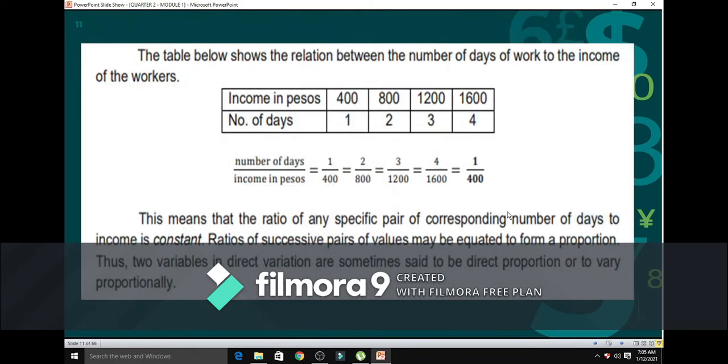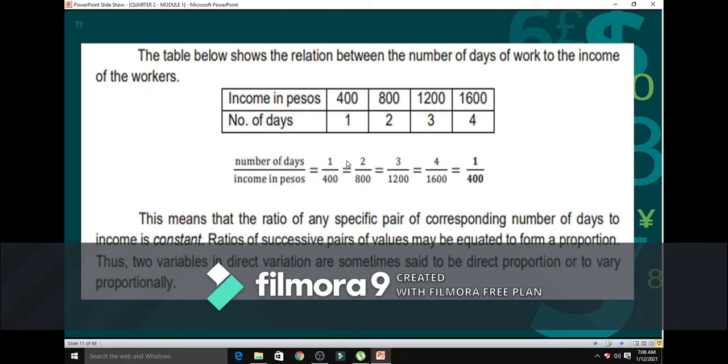So, kung makikita nyo, may table dito. It shows the relationship between the number of days of work to the income of the workers. So, kung halimbawa, isang araw, ang sahod niya ay 400. Kapag dalawang araw, 800 na. Kapag tatlong araw, 1,200. Pag apat, 1,600. So, alam natin na kapag 5 araw, madadagdagan lang yun ng 400 pesos. So, yun ay magiging 2,000 pesos.